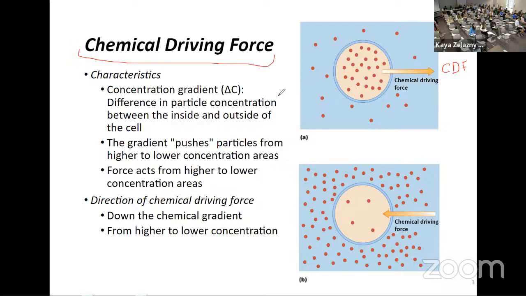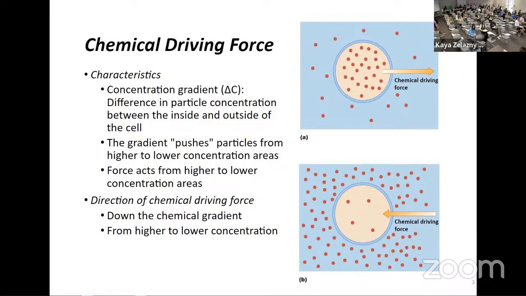So this doesn't always mean outside to inside or inside to outside. It just always means from high to low. So in this case, high to low, the CDF points out. In this case, high to low, CDF points inward, but both directions count as down the gradient because the gradient just means high to low, it doesn't position itself relative to this. Questions about the CDF, this chemical driving force?